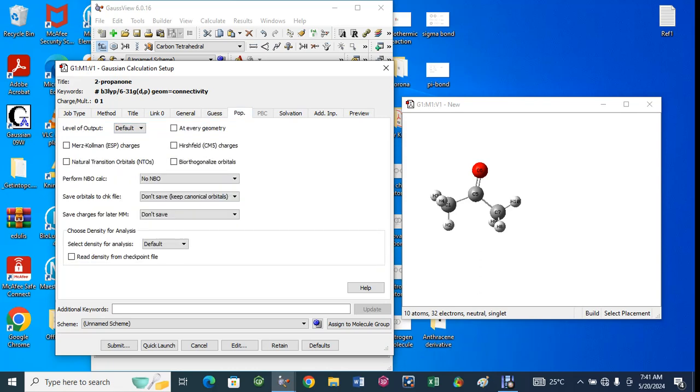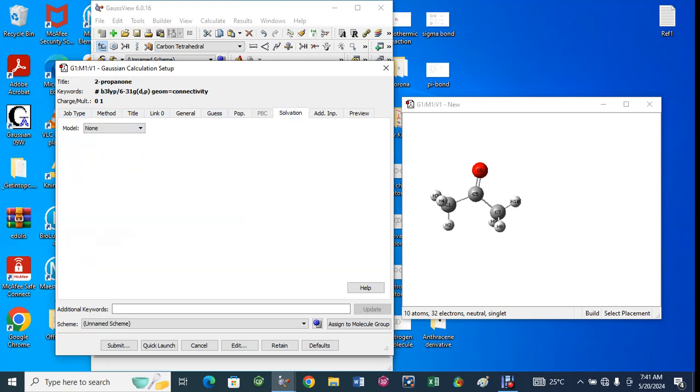This is the population. I think POP stands for population, with the level of output, Mulliken, electrostatic potential charges, and natural transition orbitals. We have the natural bonding orbitals, I think this is the NBO. We can go through all of this, but most of the time I don't use this particular part. I don't deal with this part.